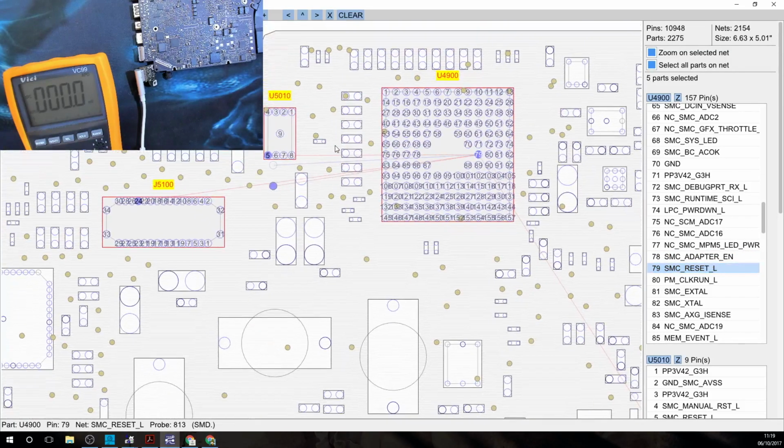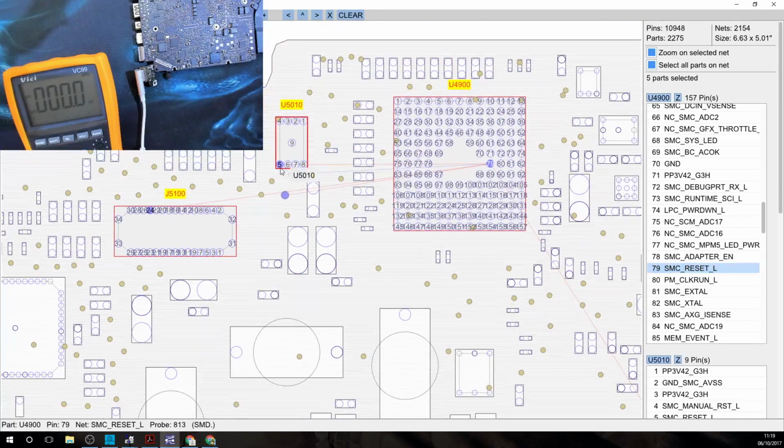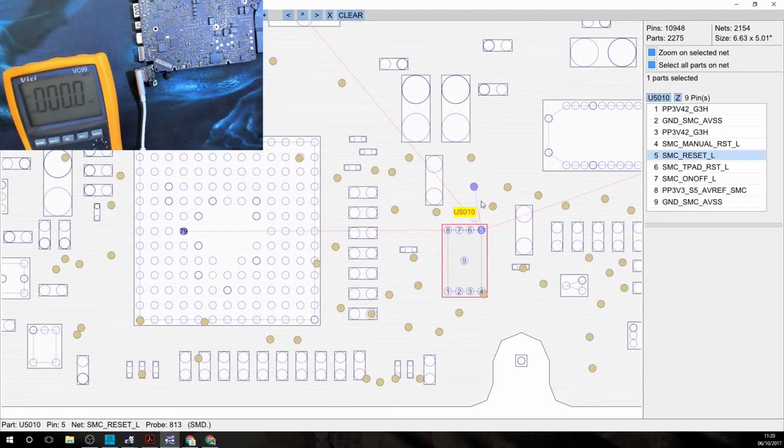So we will find SMC reset at this fella here next to it. See, the actual pin is under the chip. We can't measure it from there, but we can measure it from these connections it has nearby. So the U5010 is next door, and we can measure it from there. I'm going to rotate this view around so it's the same orientation as the board. Right, so the U5010.